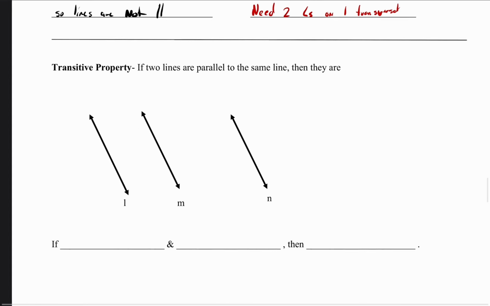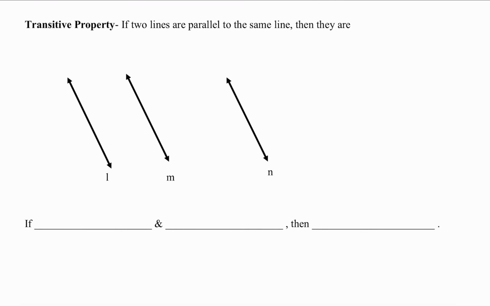All right. Last piece of this, the transitive property. Transitive property says, if two lines are parallel to the same line, then they are going to be parallel to each other. Okay? That is the transitive property. And so what we can say here is if L is parallel to M, okay? L is parallel to M, and N is parallel to M, okay? So let's put purple on here.